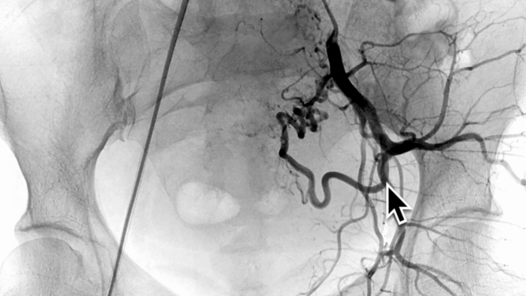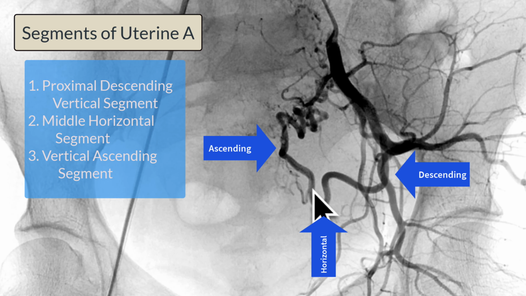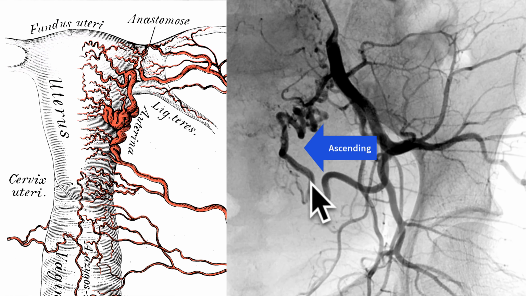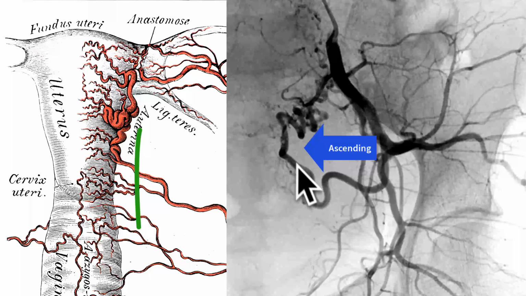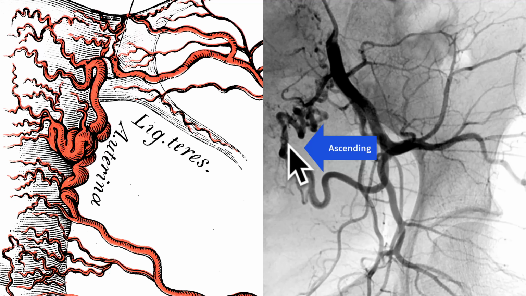So the easiest way to identify the uterine artery is that the uterine artery has three segments: the proximal descending vertical segment towards the lateral wall. Then there is a horizontal segment which traverses in the broad ligament, and then there is a vertical ascending segment along the side of the uterus.